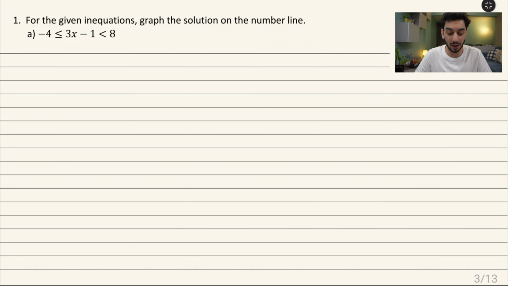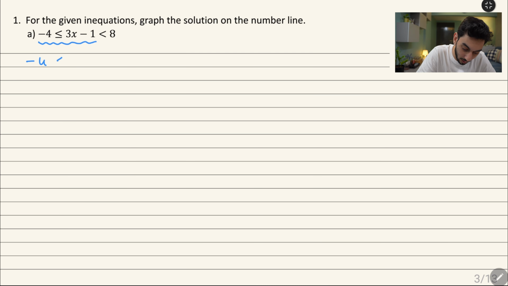And the first one is negative 4 is less than or equal to 3x minus 1 is less than 8. Now we can see there are two inequalities given over here. Whenever we have two inequalities, you split it up into two different inequations and then solve it. Later on, I'll show you how not to do that and maybe jump through this step and still get your correct answer.